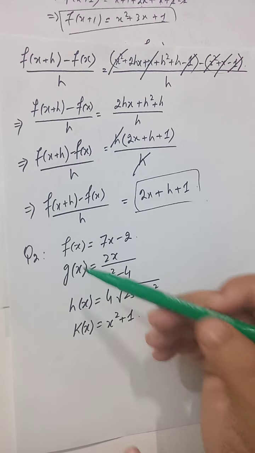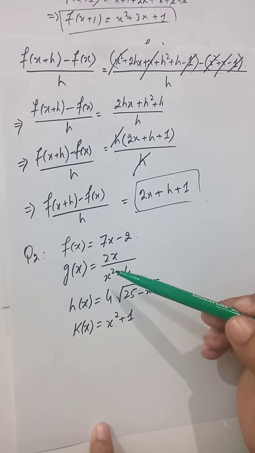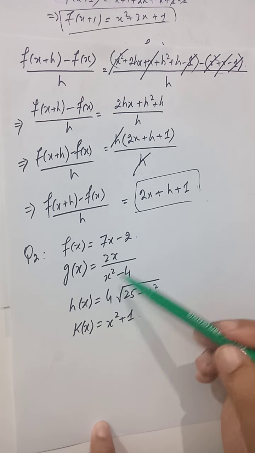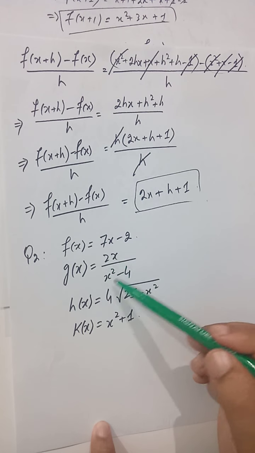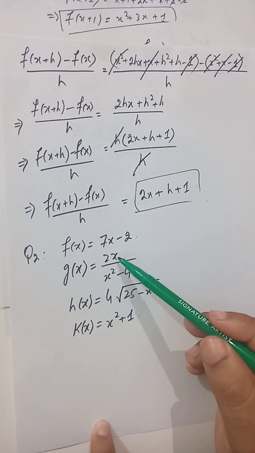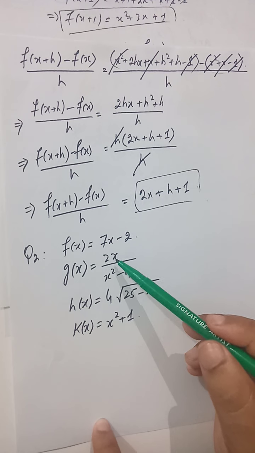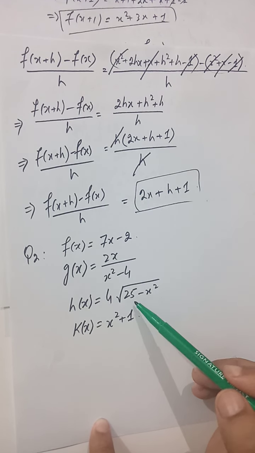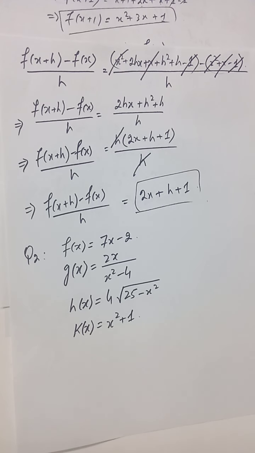You clearly see that all these functions are dependent on x. So x is your independent variable. This is a linear function. In this you cannot say this is a linear quadratic, because in the numerator you have a linear factor and in the denominator we have quadratic. So leave it. This is a square root function, this is a quadratic function. You know linear, quadratic and square root functions.